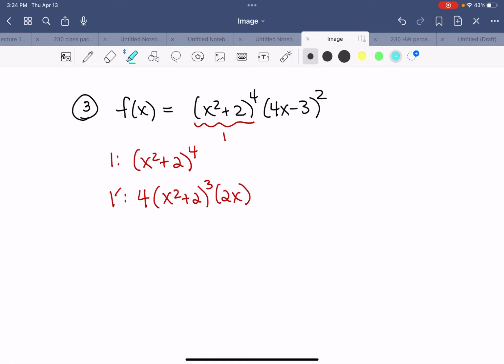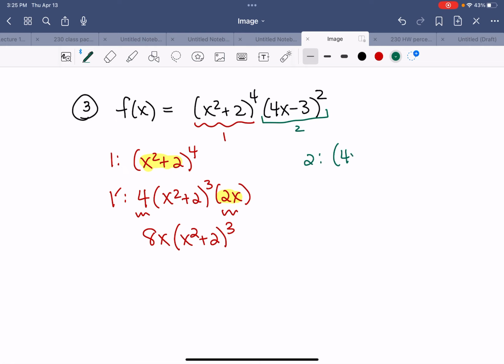Right? So these two pieces correspond. Okay. And then I can put together this 4 and the 2x and make it 8x times x squared plus 2 cubed. And that's my 1 prime. Got to do the whole thing with part 2. So this is function 2 over here. So function 2 is the 4x minus 3 squared.